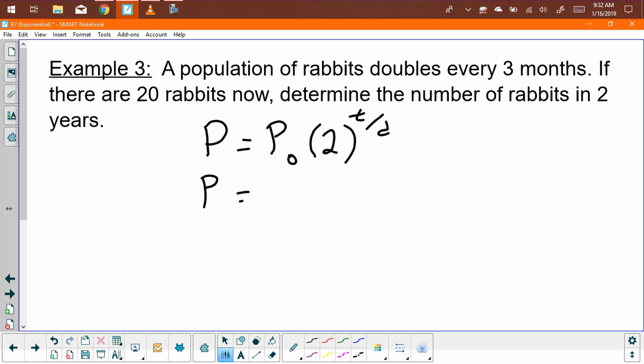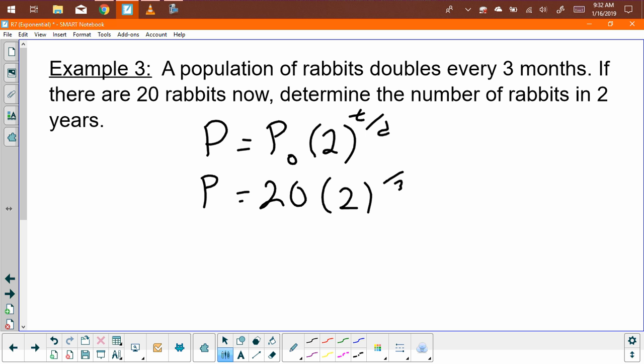So my initial population is 20. We have 20 rabbits. The 2 stays the way it is. I'm going to start with the doubling period. It says it doubles every 3 months. So I'm going to put a 3 there. It doubles in 3 months.